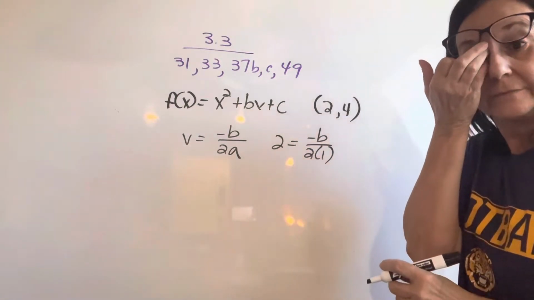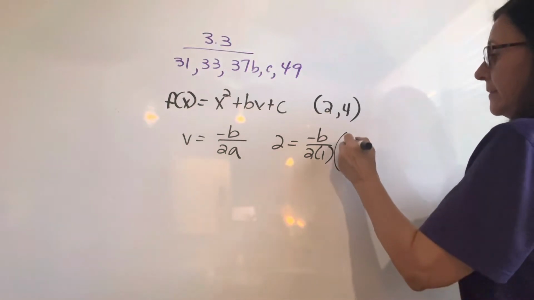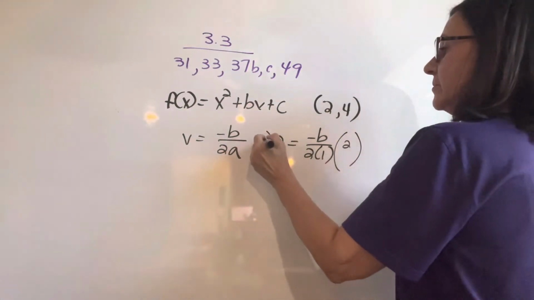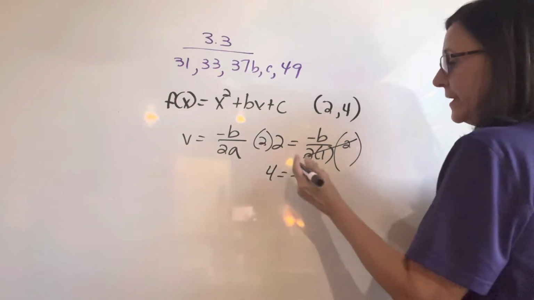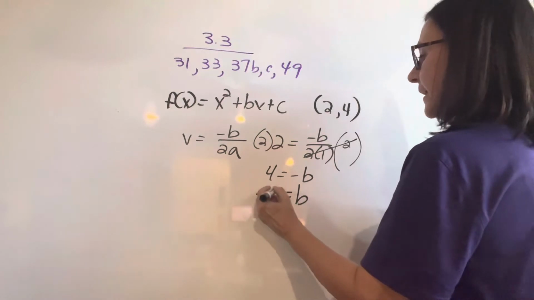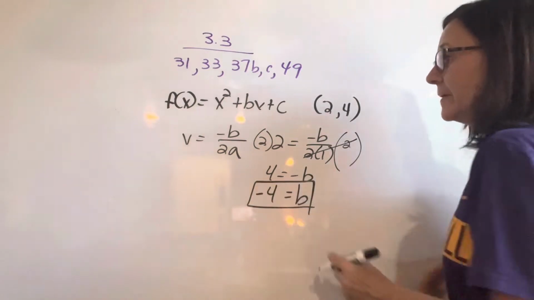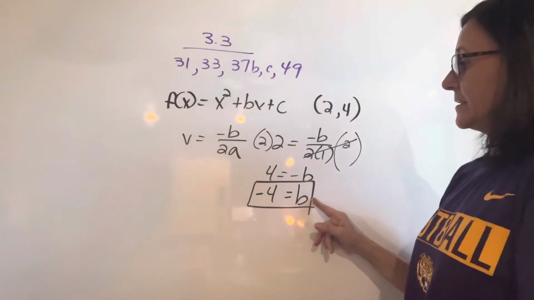All right? I'm just going to multiply both sides by 2. And we have 4 is the opposite of b. Now multiply by -1. b equals -4. All right, so that's my b value.